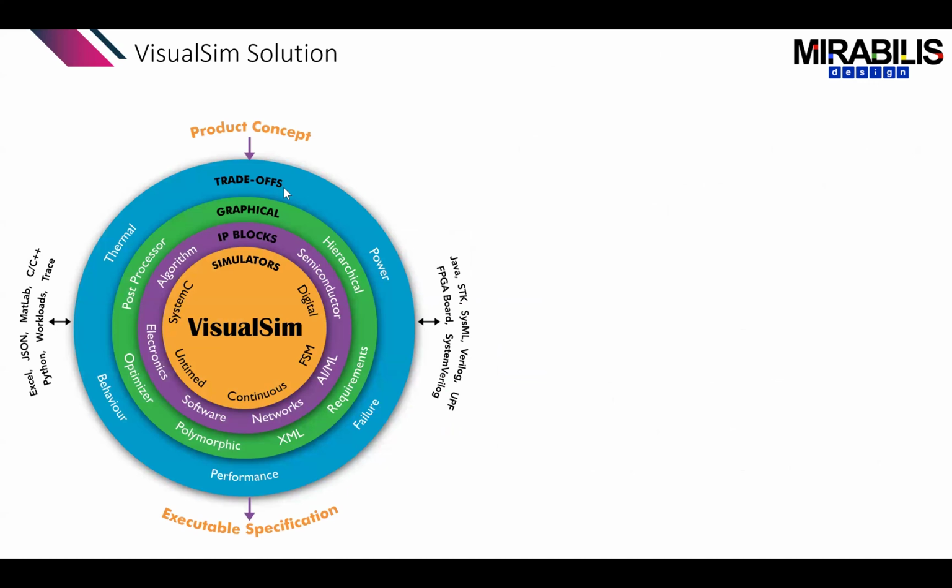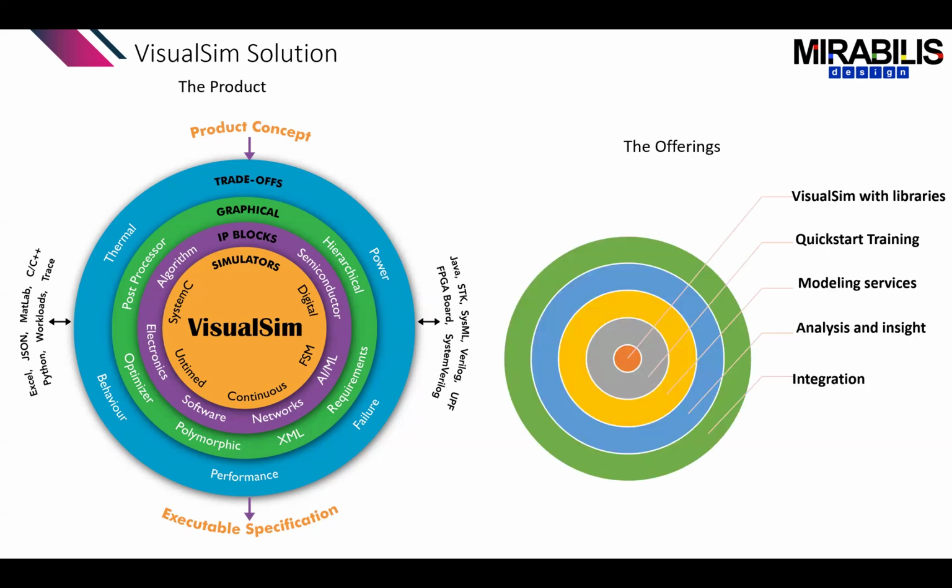Now, the VisualSim solution is really made up of three parts. One, it's completely graphical, and there you get to do all your trade-off of power, performance, failure behavior, and thermal. The second part is the model of computation, or the simulators. We have multiple simulators, a unique one for each type of analysis. And finally, the integration with third-party tools or programming languages. Now, one of the things that happens is system level modeling is a new concept for many people.